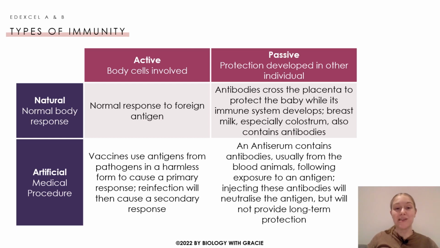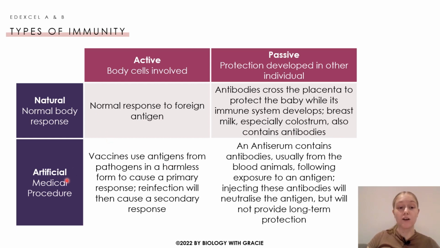That was natural active immunity, and we're going to talk a bit more in detail about the other types of immunity as well. So as we said in the previous slide, we've got natural active immunity. So natural means the normal body response, and active is that body cells are involved. So this is the normal response to a foreign antigen. We've then got natural passive immunity. So this is the protection developed in another individual, and then natural again being the normal body response. So for example, antibodies cross the placenta to protect a baby whilst its immune system develops, and then when it's born, that breast milk, especially the ingredient colostrum, also contains antibodies which is given to the baby from the mother.